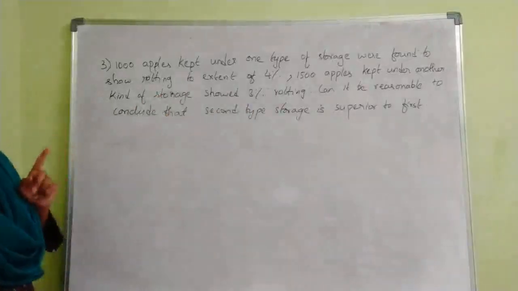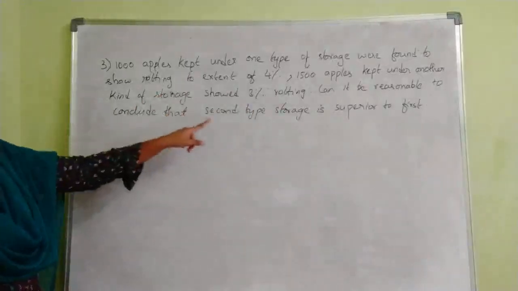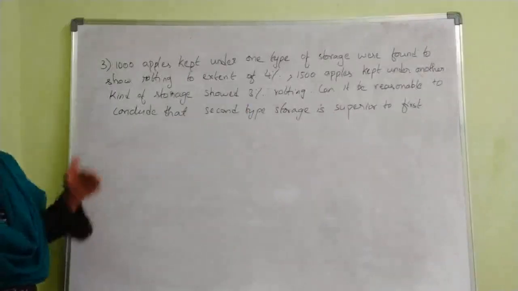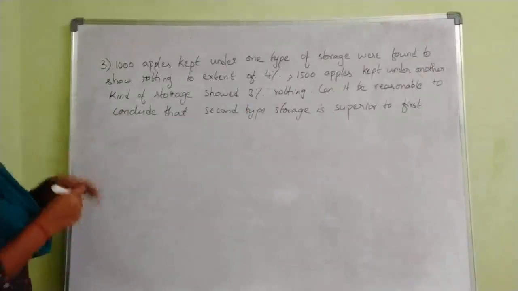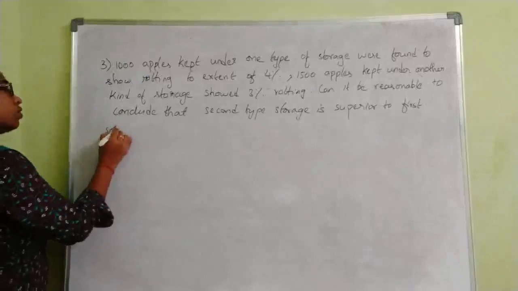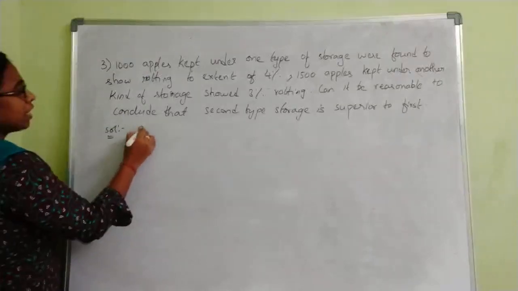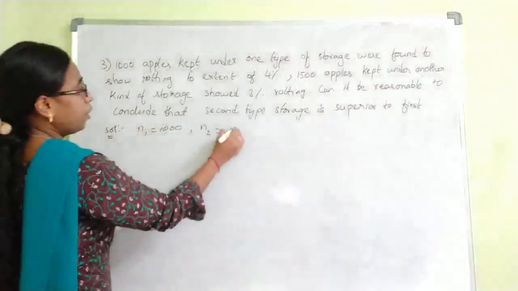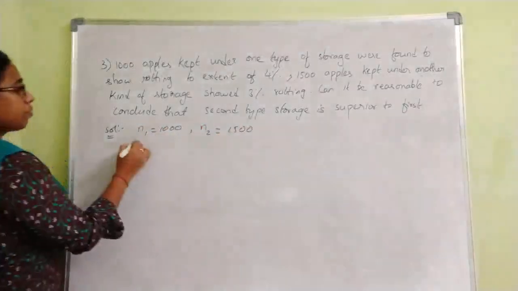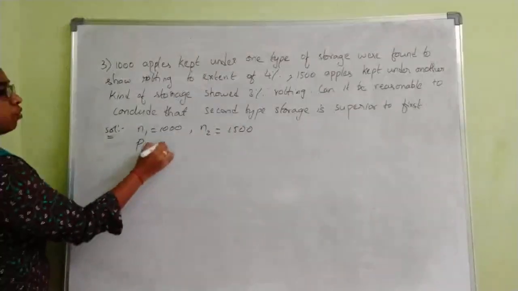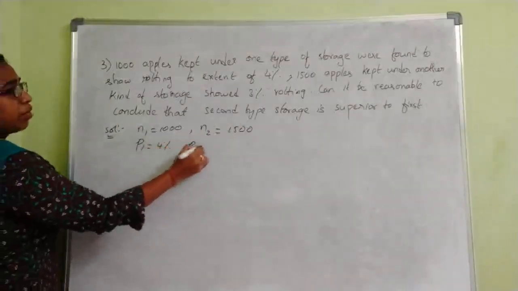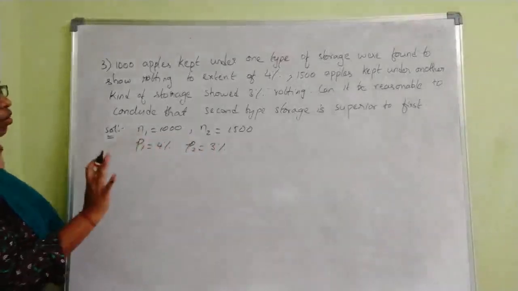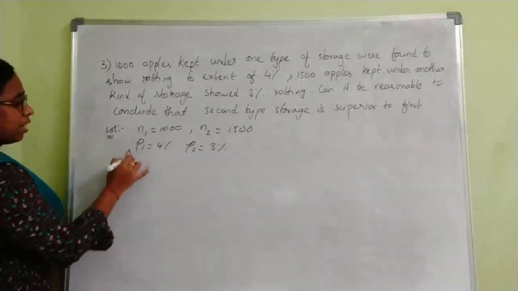Can it be reasonable to conclude that the second storage is superior to the first? Second one superior to first. So here I'll give a clue how to do this one. First, what are the given things? N1 equals 1000, N2 equals 1500. We have P1 equals 4% and P2 equals 3%. Here we know P is unknown, so estimate the P value.